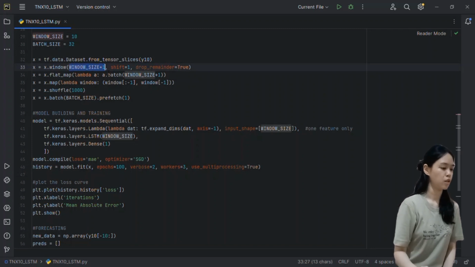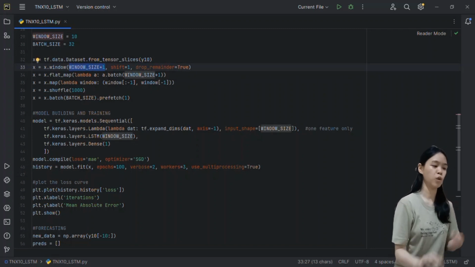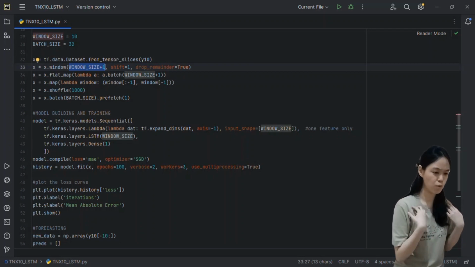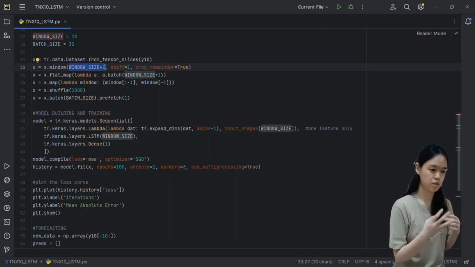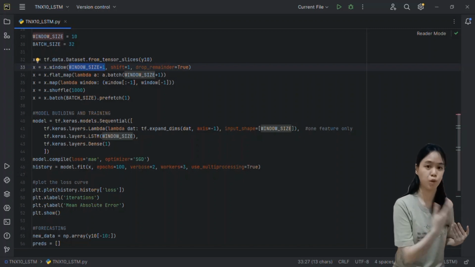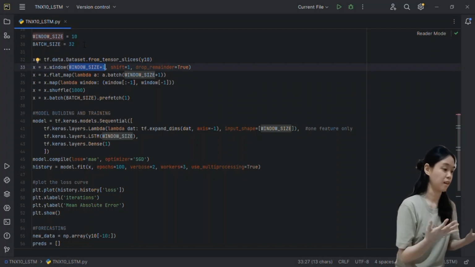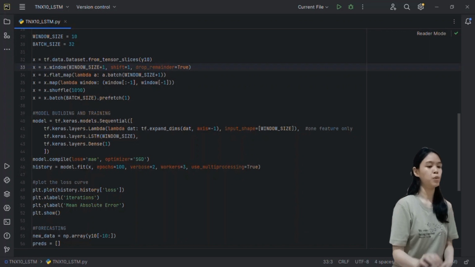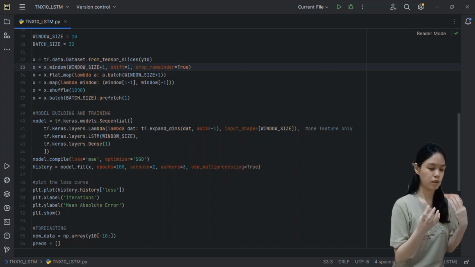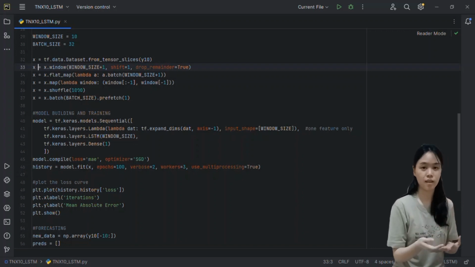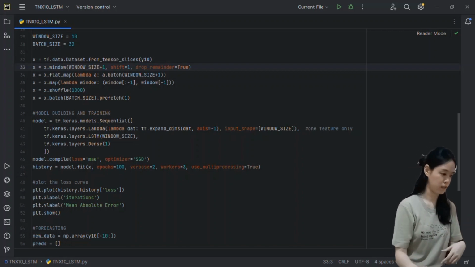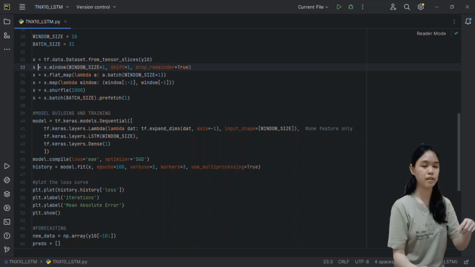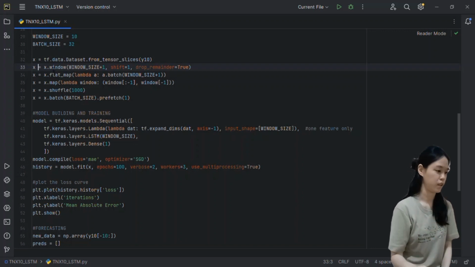Now the window size. Why is it window size plus 1 when I said over and over that we want to have 10 data points before predicting the next one? So here in line 33, we window the datasets for input and output in one go. And then later, in the next lines, we will separate it.